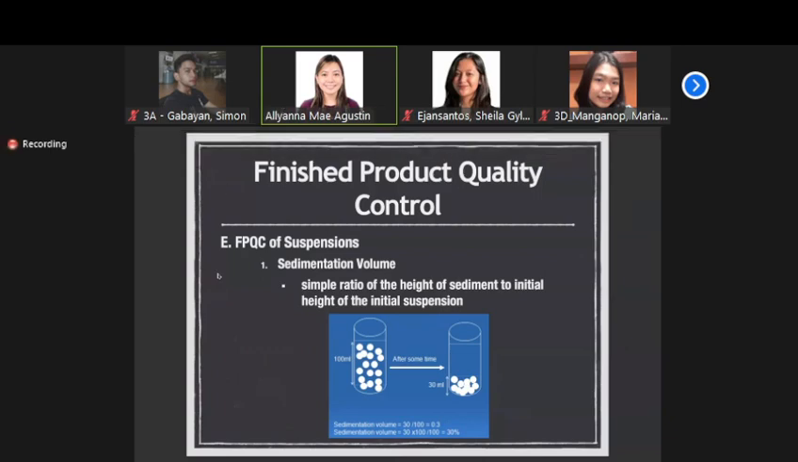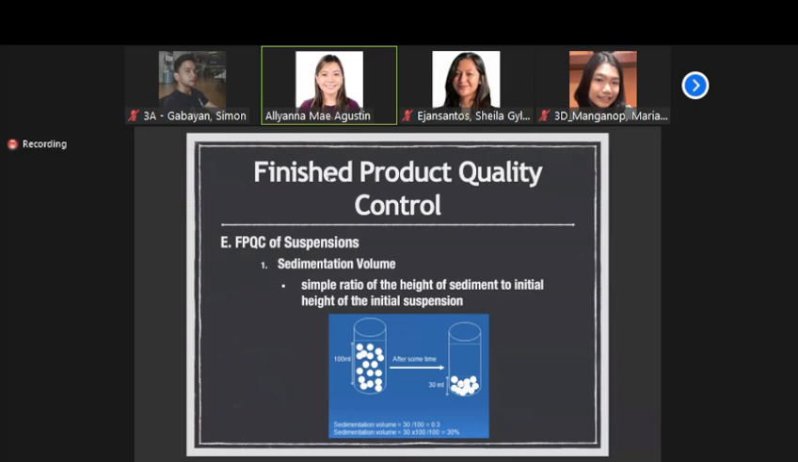So, we would want closer to 1, no? Closer to 1. Because if it is 1, there is no sediment, no? It is equally dispersed, no? Meaning, if it is 100 ml, after some time it is still 100 ml, meaning it did not settle at the bottom, no?